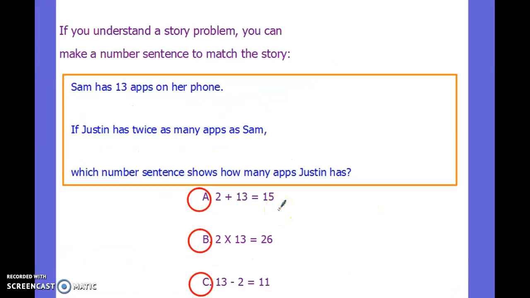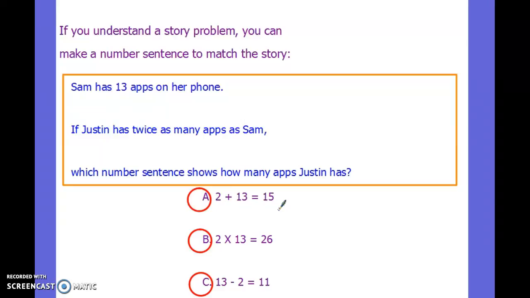Let's ask ourselves a couple of questions, because if you can understand a story problem, you can normally make a number sentence to match that story. And I like teaching this lesson before we get into any type of long or detailed word problems, because normally the last step of a word problem is creating a number sentence to help you solve a story problem.